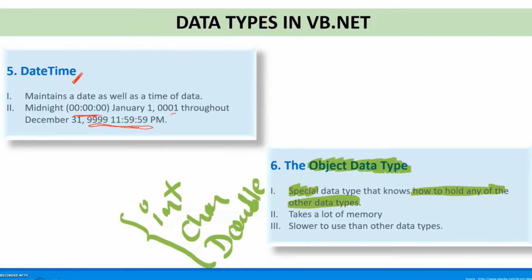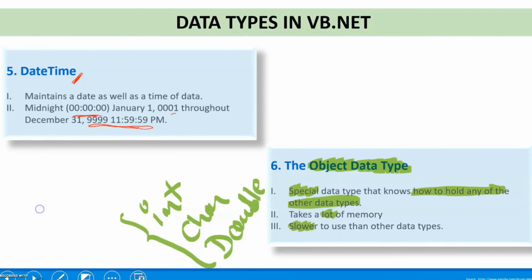But normally it is not advisable to use the object data type because it takes a lot of memory and also slows down the system. So it is always better to use the other data types. So it is all about the data types.